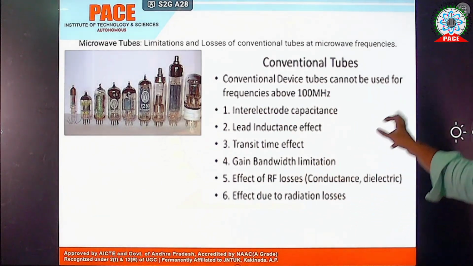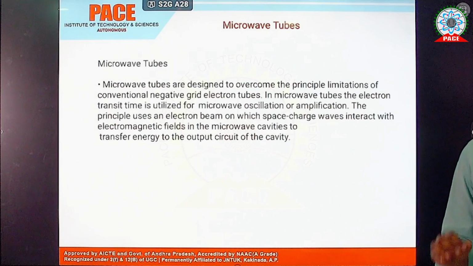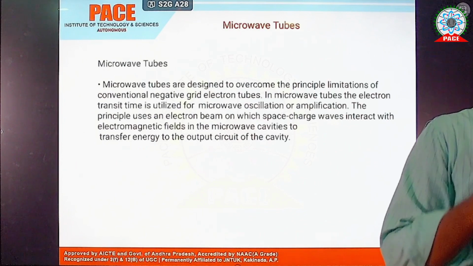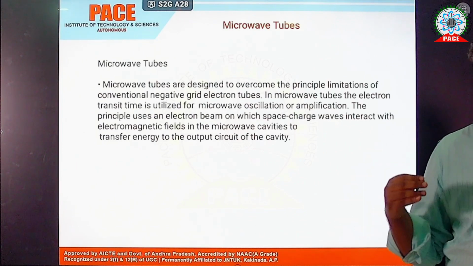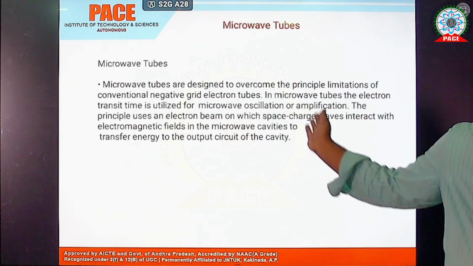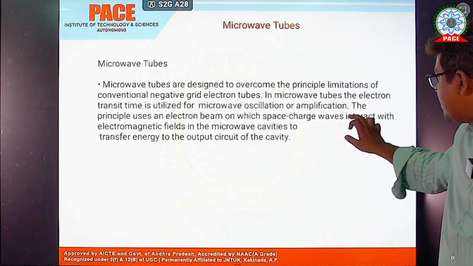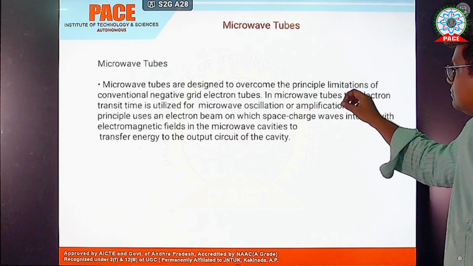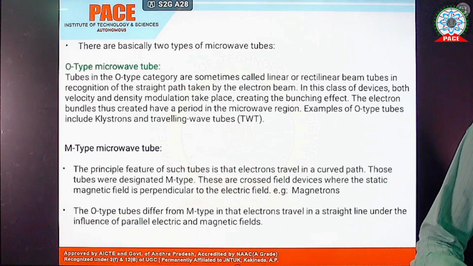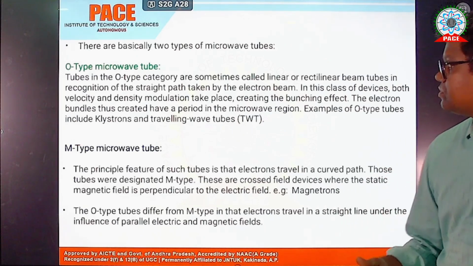But what happens in the microwave tubes is they are designed to overcome the principal limitations of the conventional tubes, such as the electrode transit time, the electric field distributions, and not working at gigahertz frequencies. Those limitations will be overcome by the microwave tubes. Similarly, there are different types of microwave tubes. There are O-type microwave tubes as well as M-type microwave tubes.